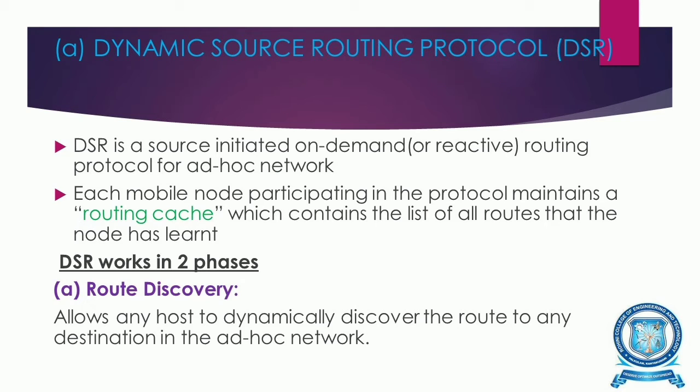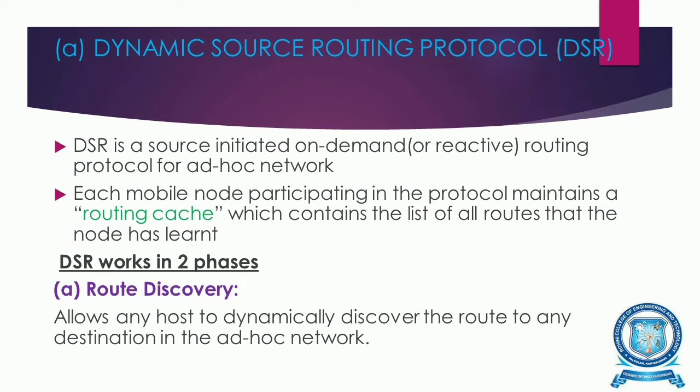Next we are going to see about DSR, that is, the dynamic source routing protocol. DSR is a source initiated, on-demand or reactive routing protocol for the ad hoc network. Each mobile node participating in this protocol maintains a routing cache. All the nodes have a routing cache memory, which contains the list of all routes that the node has learnt. DSR works in two phases: route discovery and route maintenance.